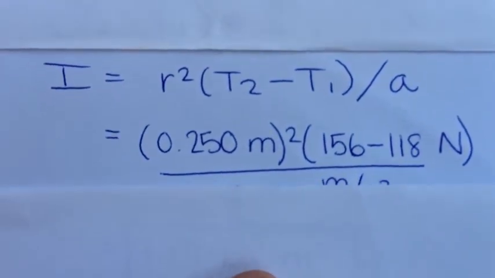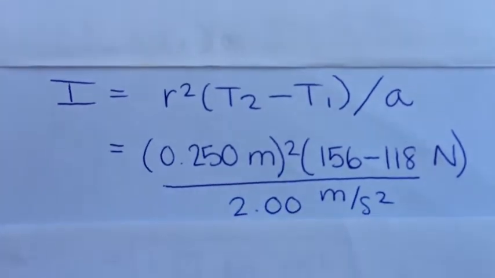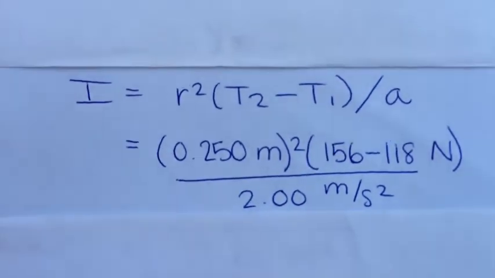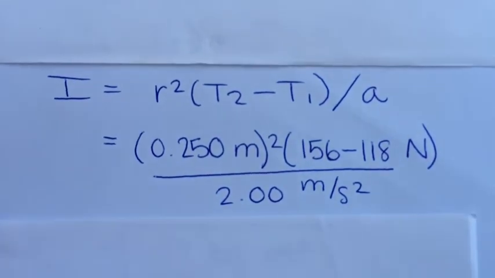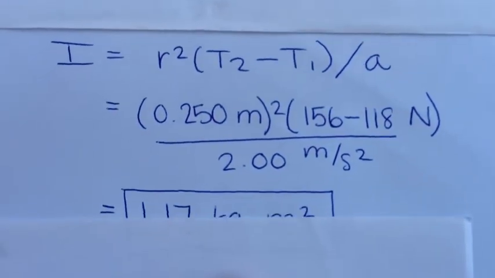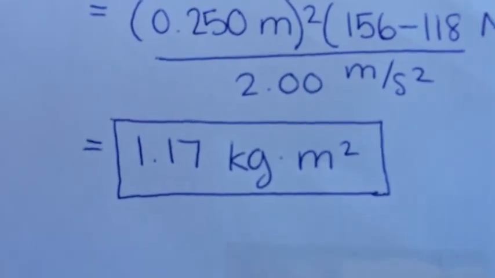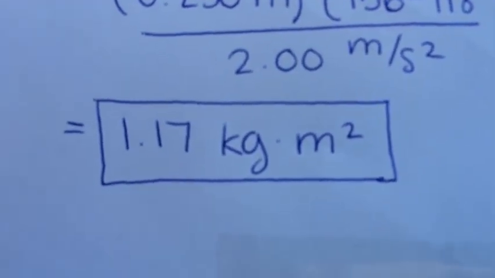So we get 0.25 meters squared times 156 minus 118 newtons divided by 2 meters per second squared, which comes out with the final answer of 1.17 kilograms times meter squared.